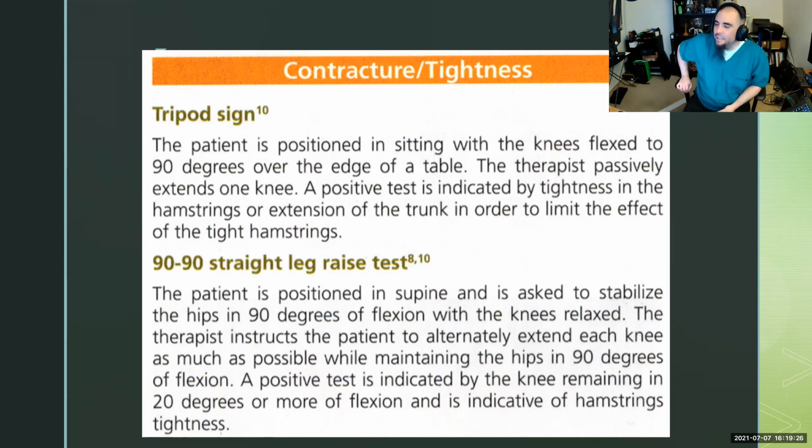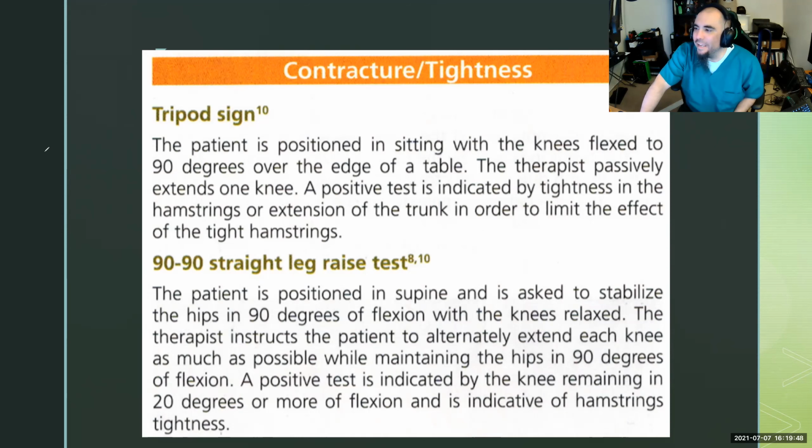The 90-90 straight leg test typically is a common one. So the patient is asked to be in supine, asked to stabilize the hips in 90 degrees of flexion with the knees relaxed. Therapist then instructs the patient to extend a knee. If the patient can't fully extend the knee, that tells you that the patient has tight hamstrings. I think this picture has, no, it doesn't.